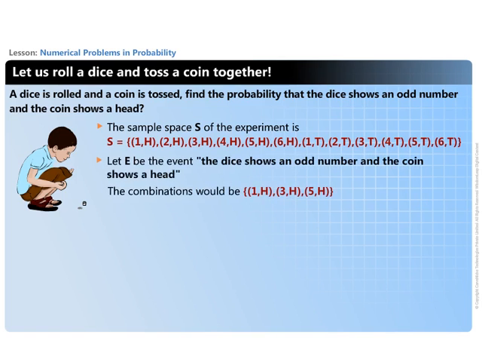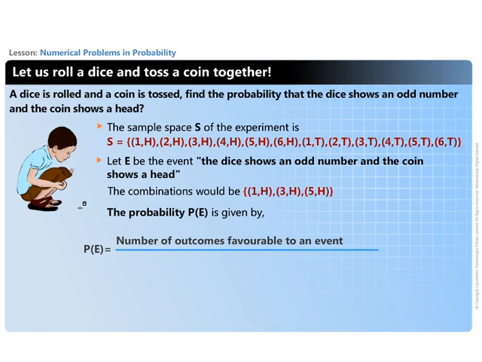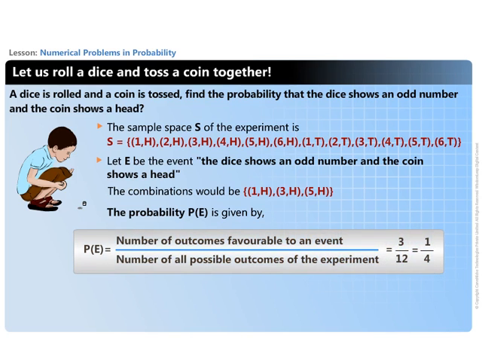Let E be the event: the die shows an odd number and the coin shows a head. The combinations would be 1H, 3H, 5H. We know that probability P(E) is the ratio of the number of outcomes favorable to an event to the number of all possible outcomes of the experiment. Substituting the known values and simplifying, we get P(E) = 3/12, that is equal to 1/4.